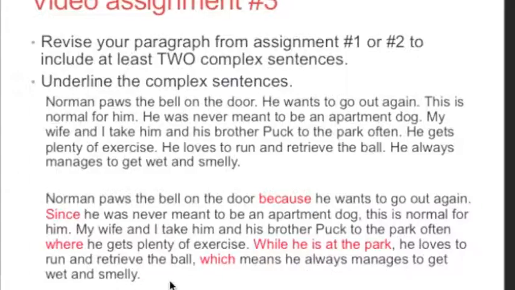All right, so I'll talk to you here for just a second about the differences between which and that. Which means that it's a non-essential part of the sentence. You could leave it out and the sentence would still make sense. The word that is used if the clause that follows after the word that is absolutely imperative to the meaning of the sentence. Okay, so here we have which means he always manages to get wet and smelly.